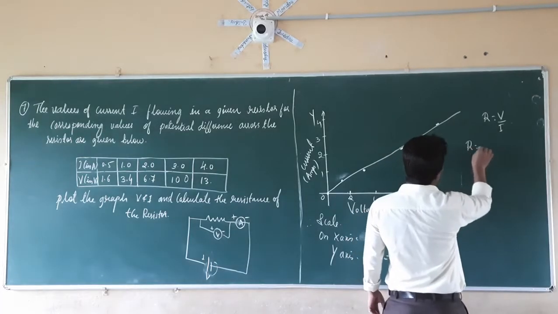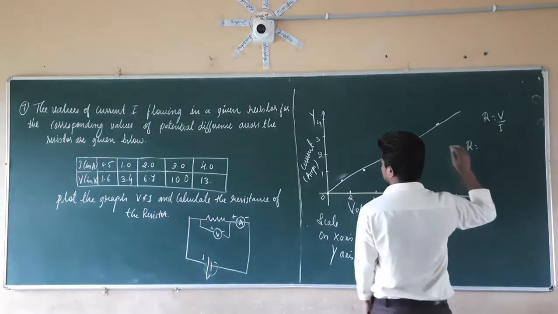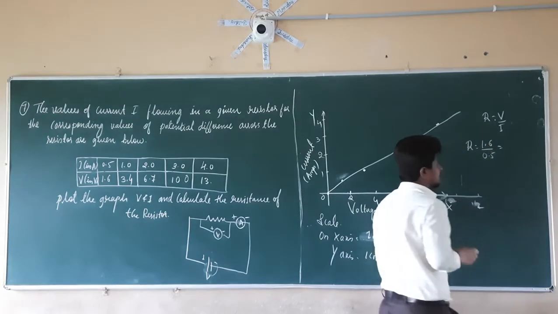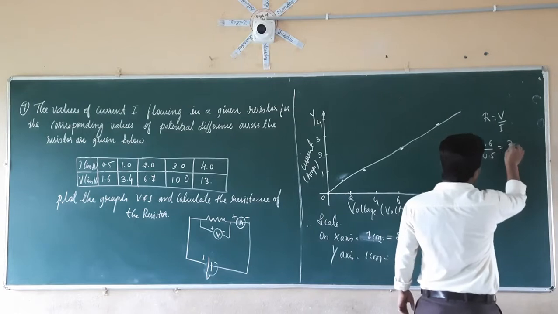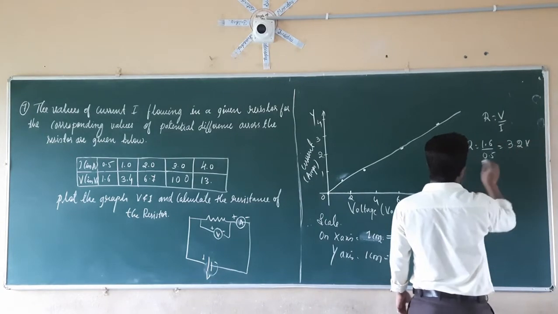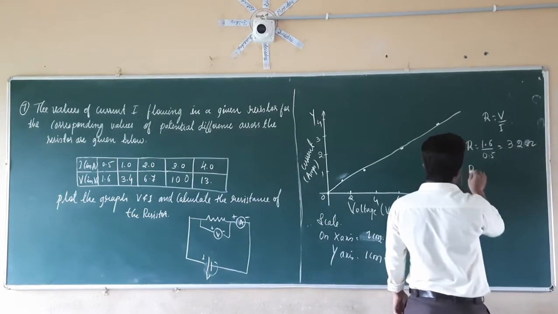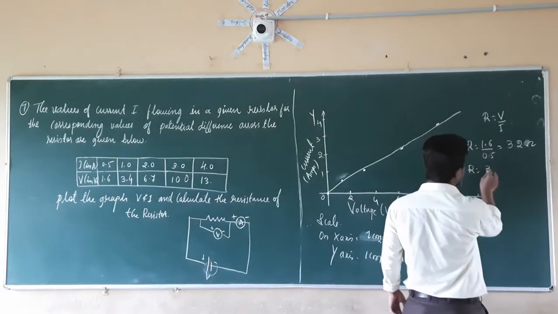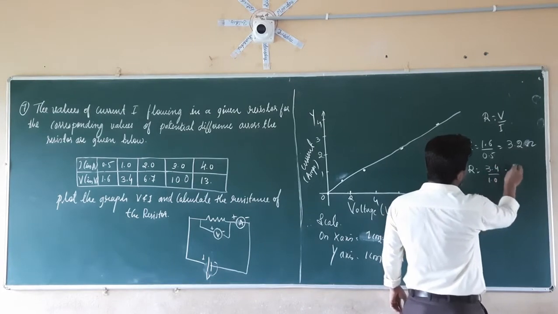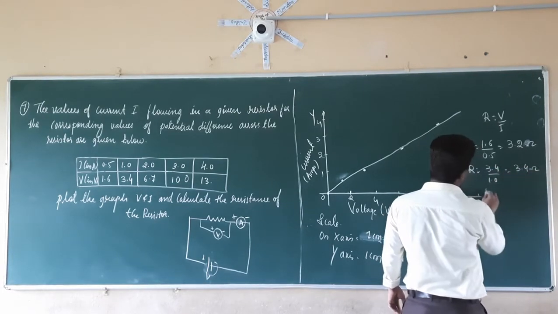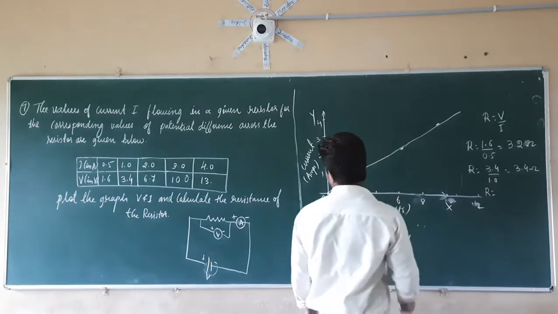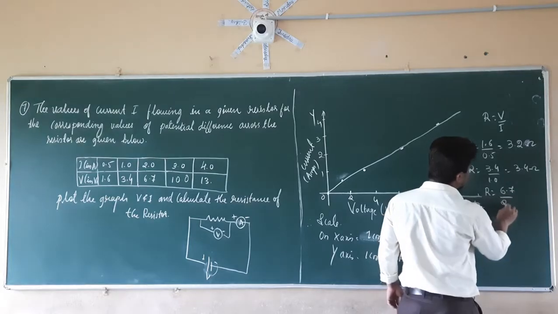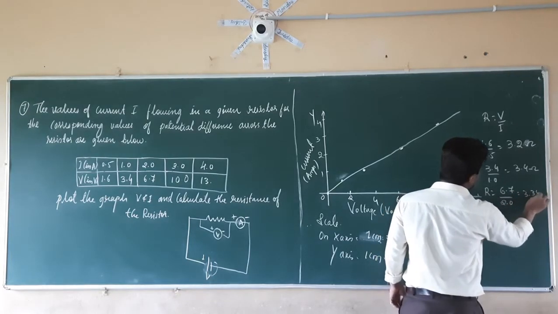So in the first case, R is equal to V by I. What is the value of V there? It is equal to 1.6 divided by 0.5, which is equal to 3.2 ohms. Next R value, if you consider the next value, that is nothing but 3.4 divided by 1.0, which is equal to 3.4 ohms. If we take the next R, which is equal to 6.7 divided by 2.0, which is equal to 3.35.